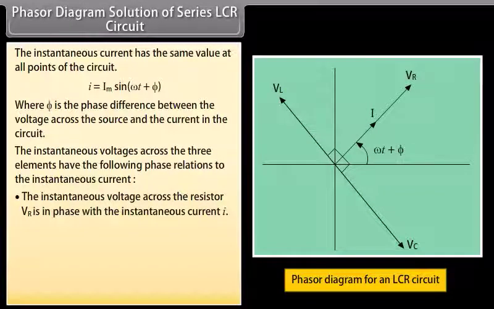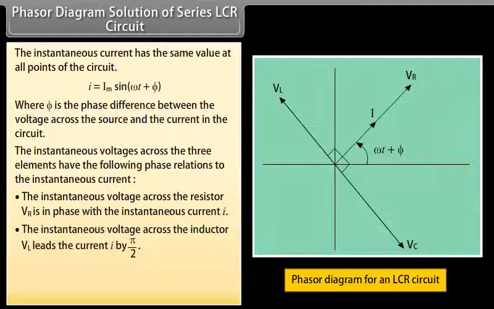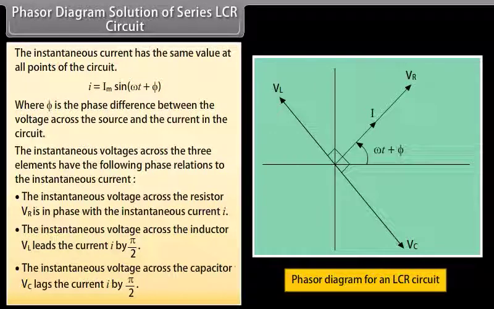The instantaneous voltage across the resistor VR is in phase with the instantaneous current I. The instantaneous voltage across the inductor VL leads the current I by pi by 2. The instantaneous voltage across the capacitor VC lags the current I by pi by 2.